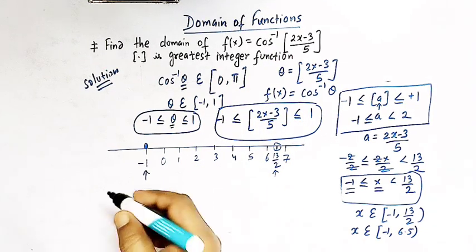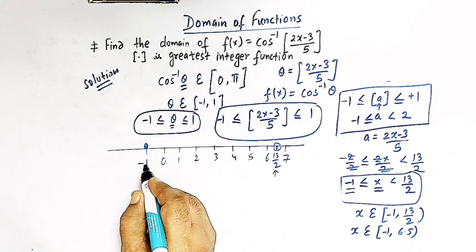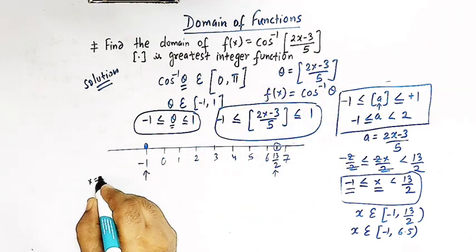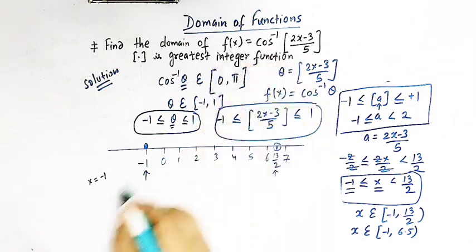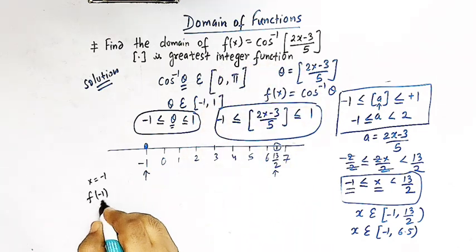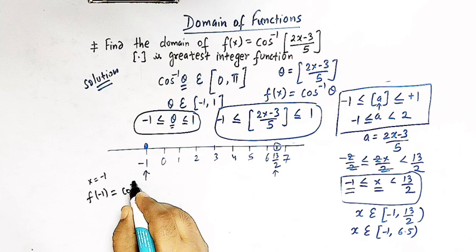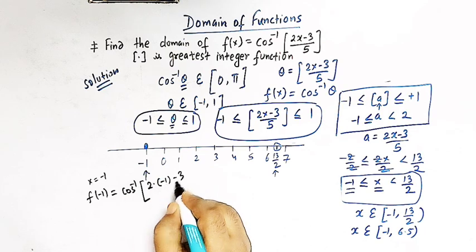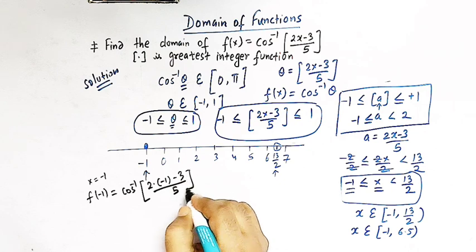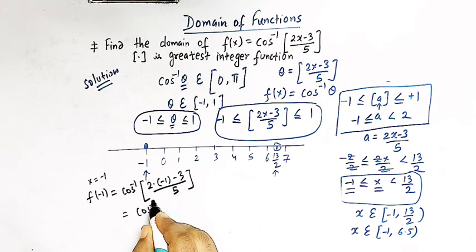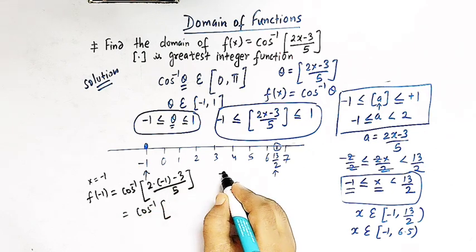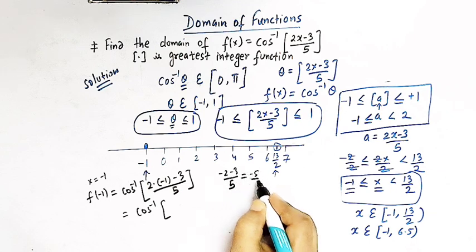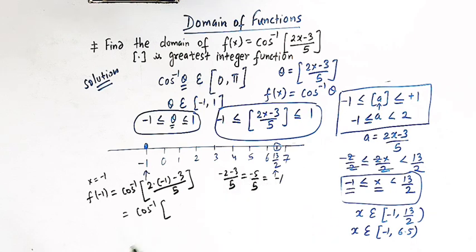So here we can easily see that -1 is included in our domain. So let us take x is equal to -1 in this function. So we have f of -1, that is cos inverse greatest integer of (2 times -1 minus 3) over 5. So here we have cos inverse, this is (-2 minus 3) over 5. So this is -5 over 5, that is -1.